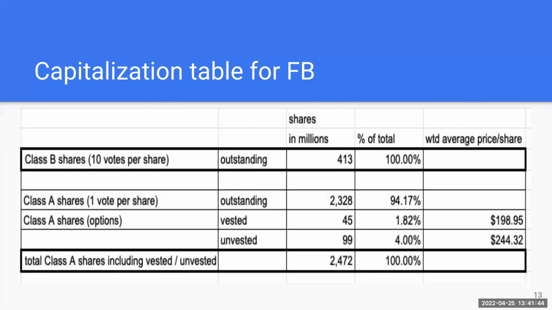So when we look at this, what we're saying is, what is the capitalization table for Facebook? What does this look like? Well, we've got Class B shares outstanding at 413 million. Class A shares is 2.3 billion shares outstanding. And this is coming directly from the owner's equity section of the balance sheet. Now, when it comes to the options, this is where you'll have to go through and do some digging.